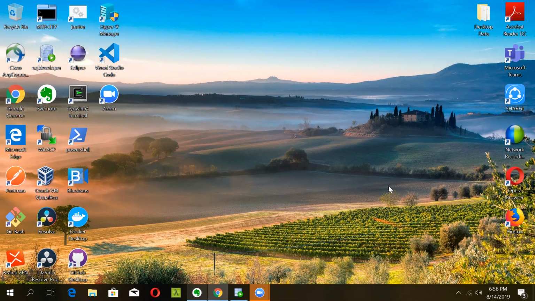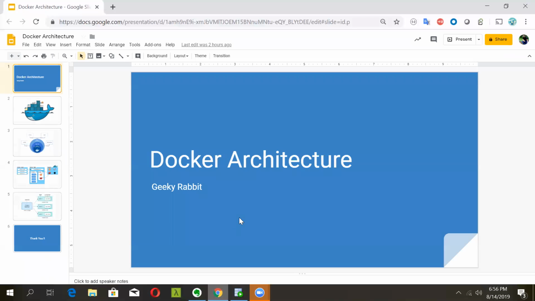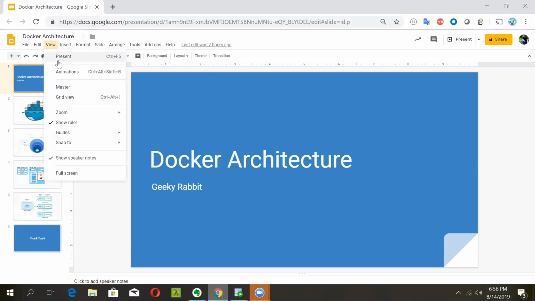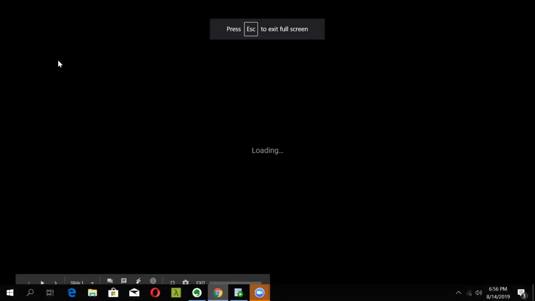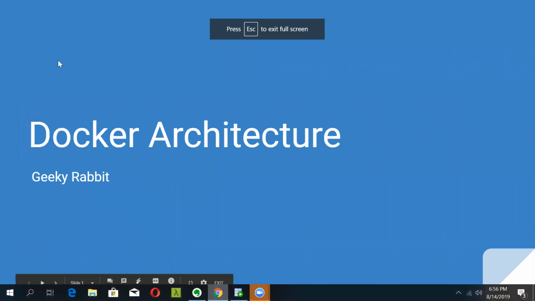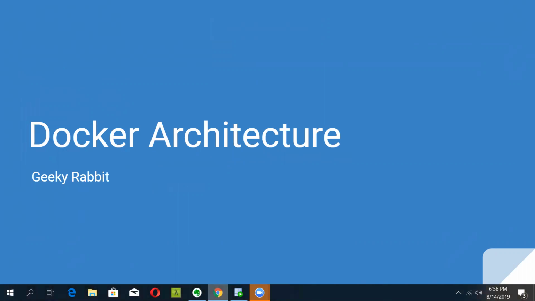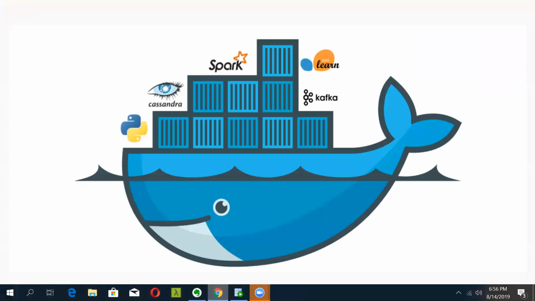In this session, we are going to see about Docker architecture. So let us begin. Docker is an open source platform which allows you to develop, ship and run your application. It enables everyone to separate their application from the infrastructure on which they are built, thus making the software delivery process faster than the normal approach.